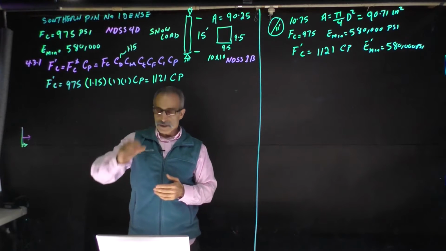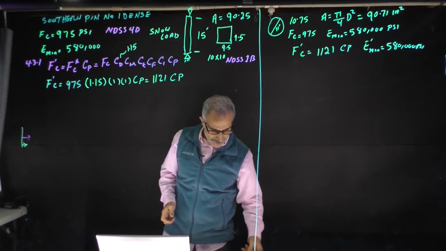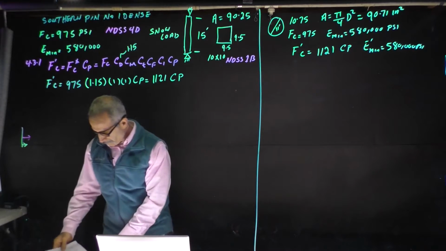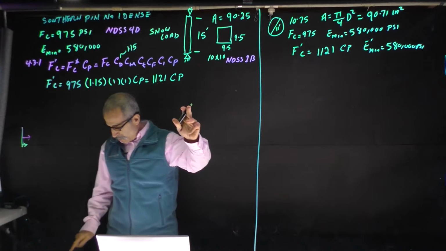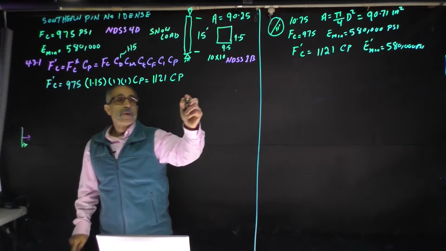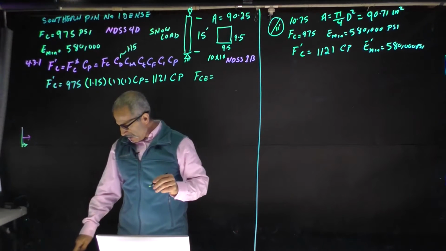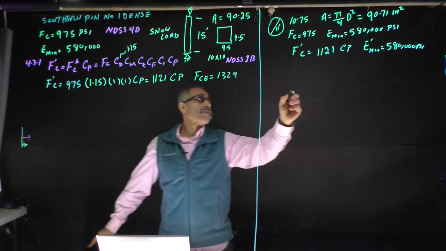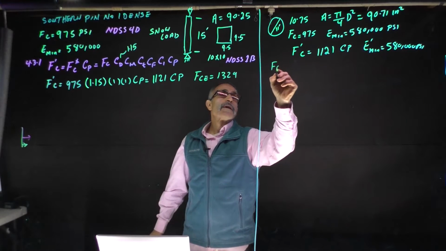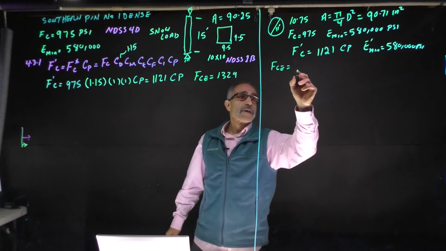So now we have all this, and the next thing we're going to continue with is this: when we calculated the first one, which I just erased, of course, FcE came out to 1329, and here FcE came out to 1275.5.